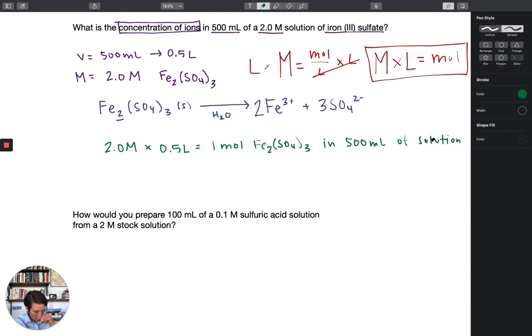Okay, so now we want to answer the question, what's our concentration of ions? Well, if we have 1 mole of our iron sulfate, I know I have 2 moles of iron and I have 3 moles of sulfate. So I have 2 moles of iron, and I have 3 moles of sulfate.